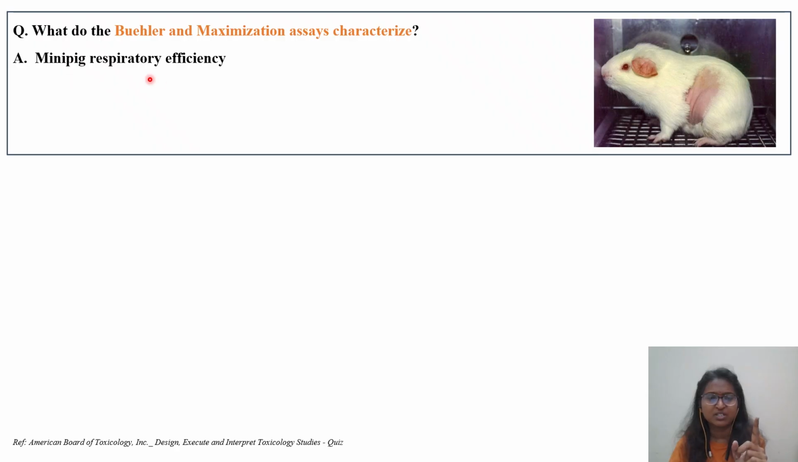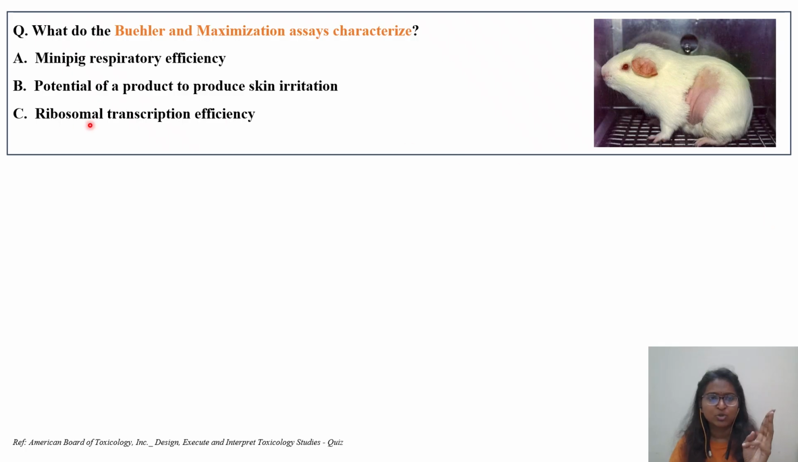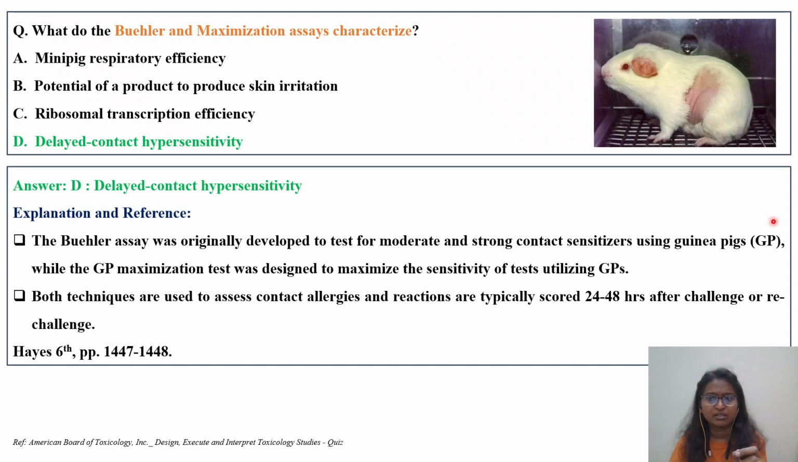Option A is minipig respiratory efficiency. Option B is potential of a product to produce skin irritation. Option C is ribosomal transcription efficiency. Option D is delayed contact hypersensitivity. The right answer is in the green text, which is delayed contact hypersensitivity.